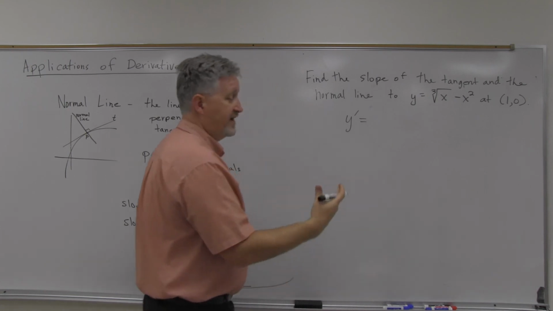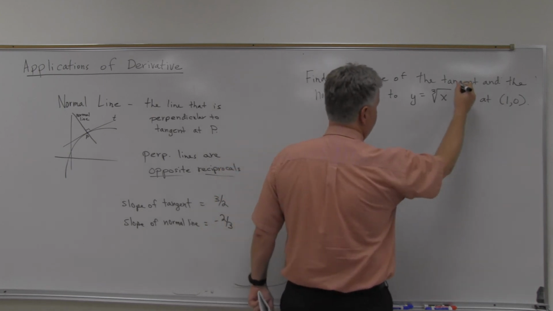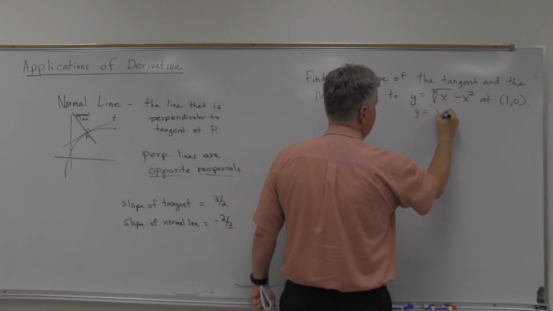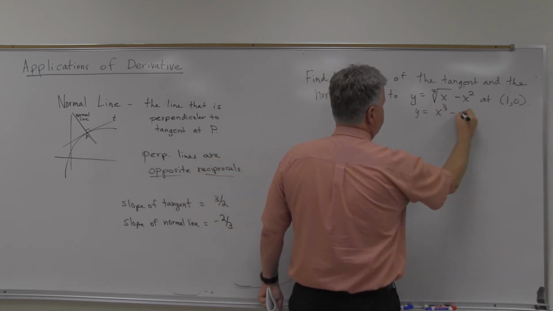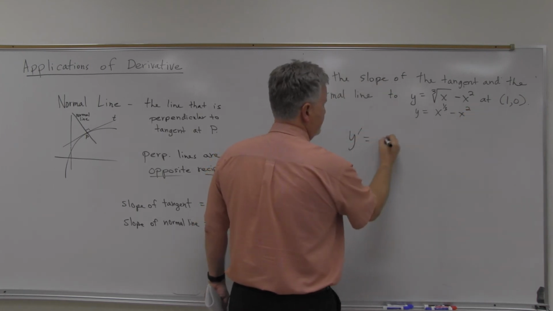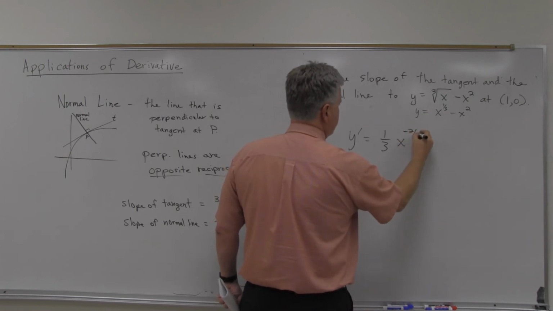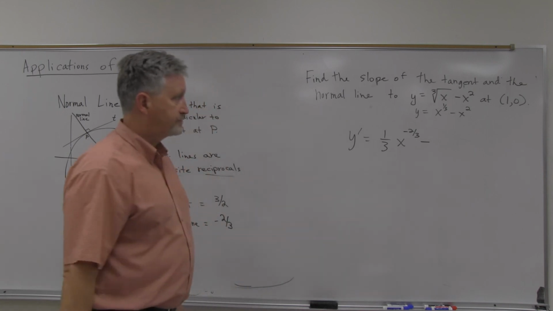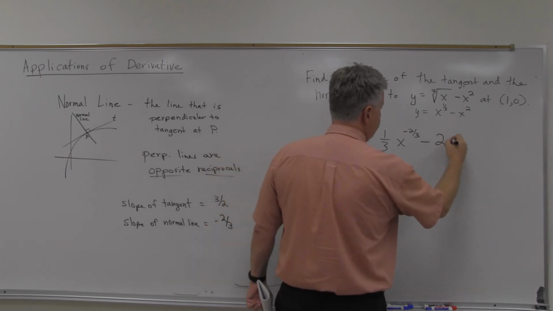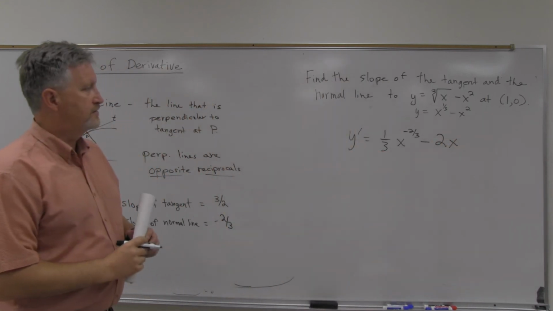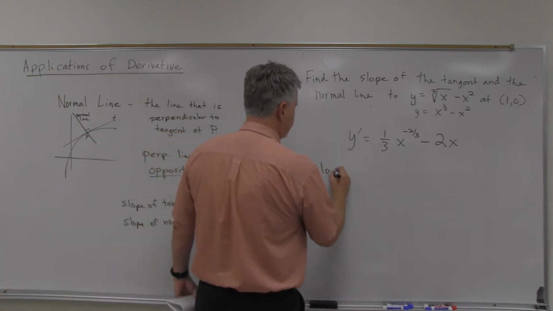Now, the cube root of x works best if we change that over to x to the power of, what power is cube root? 1/3 power. So the derivative is 1/3, bring down the power, subtract 1 to get the new power, so that'd be -2/3. And then since this is just subtraction, we're just doing the derivative of these separately. The derivative of x squared would be 2x, right? 2 times x to the first. So the slope of my tangent line is the derivative.